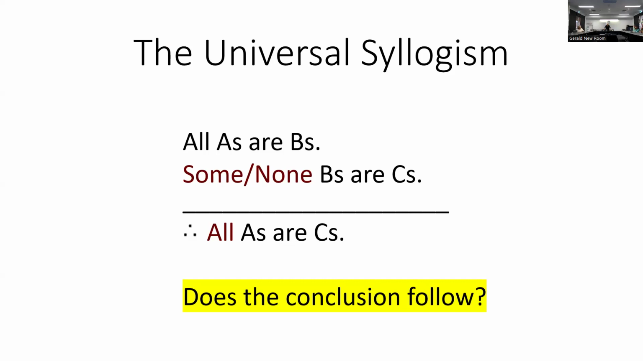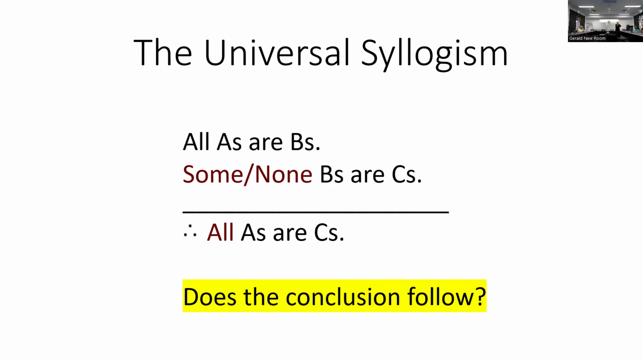Does it follow? Does it or doesn't it? All A's are B's. Take the none: none of B's are C's. So how can all A's be C's if none of B's are C's? You are missing a step.